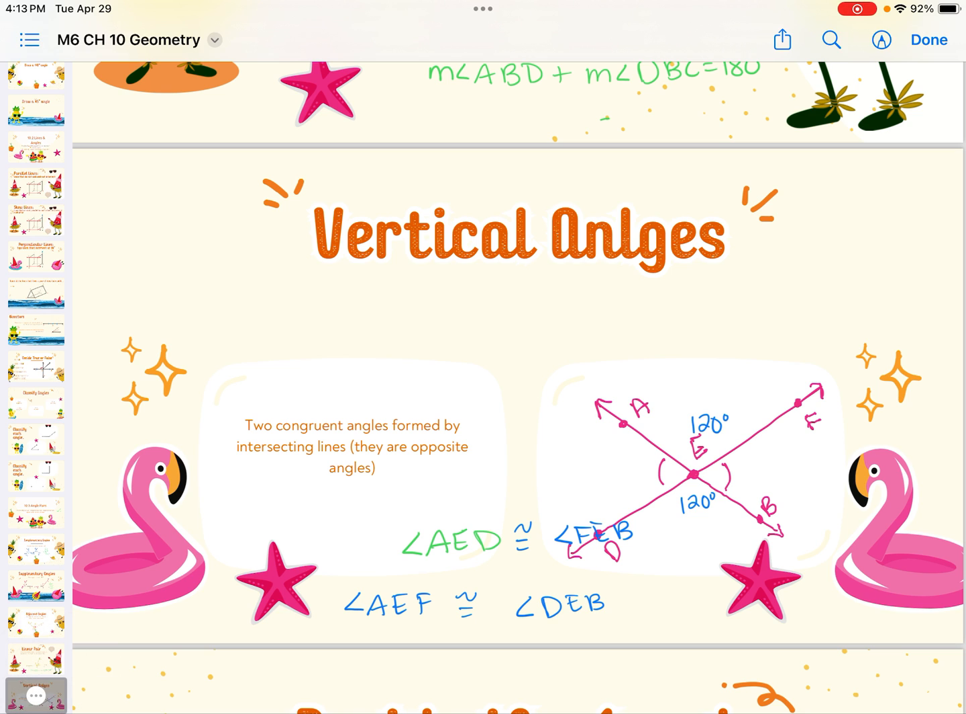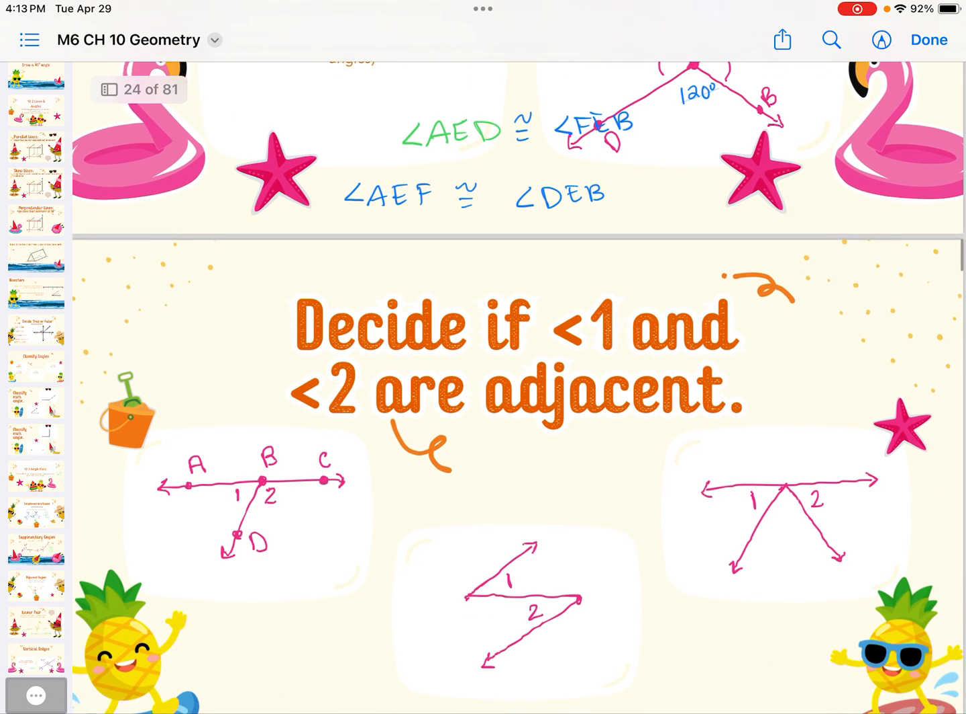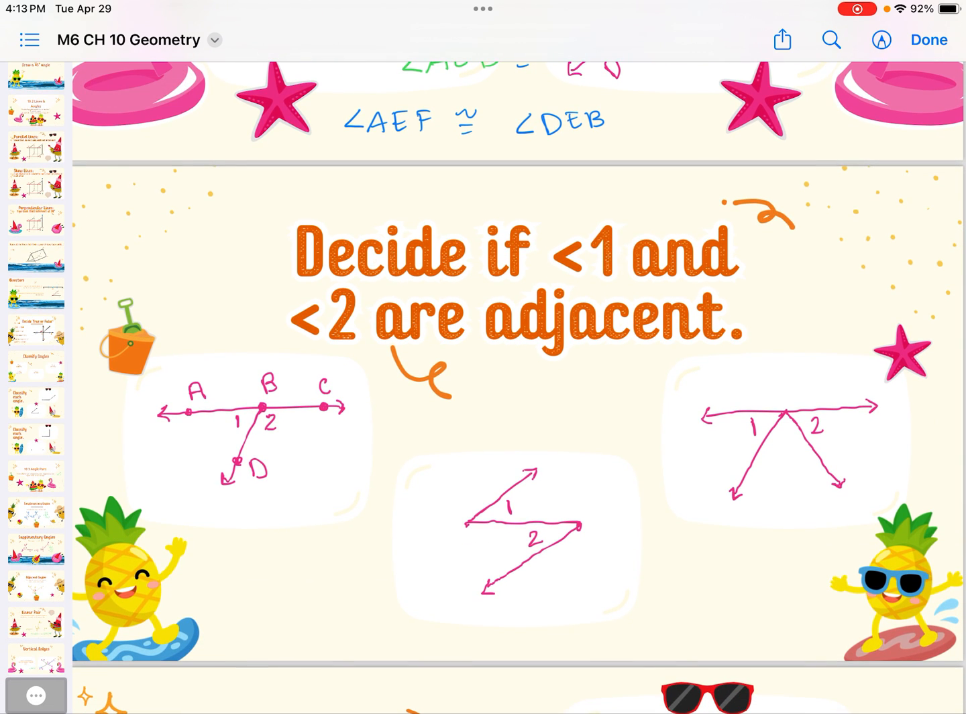Now let's practice identifying different angle pairs. We want to decide if each of these are considered adjacent. Reminder that adjacent angles mean that they share a common side and a common vertex. In this first example, we have a straight line that is intersected. Are they adjacent? Yes, they would be adjacent because they share a common vertex of B. Angle ABC, ABD, and angle CBD are adjacent.